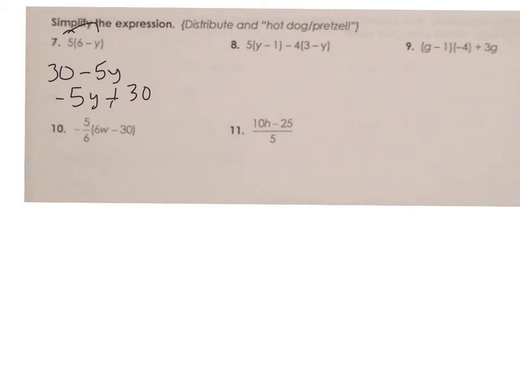Number 8, we've got 2 distributions. 5 times y is 5y. 5 times negative 1 would be minus 5. A negative 4 times 3 is negative 12. And a negative 4 times negative y would be plus 4y. Now we can combine like terms. I've got a 5y and a positive 4y. Together that's 9y. And negative 5 minus 12 more would be negative 17.